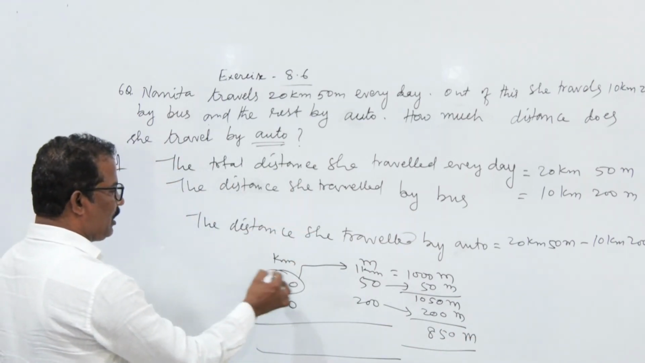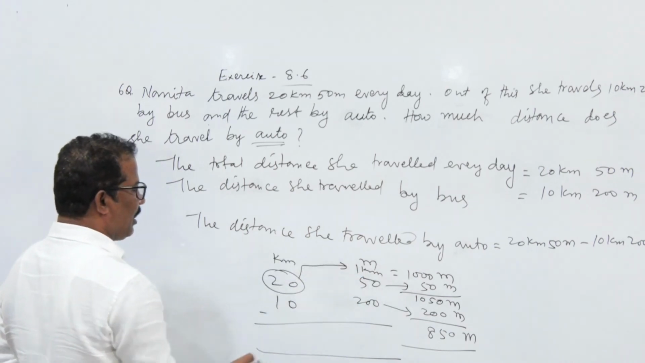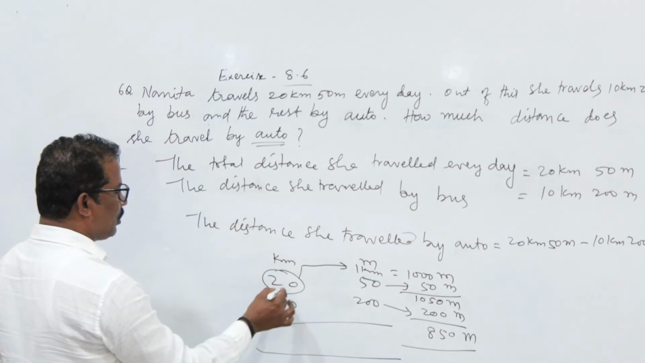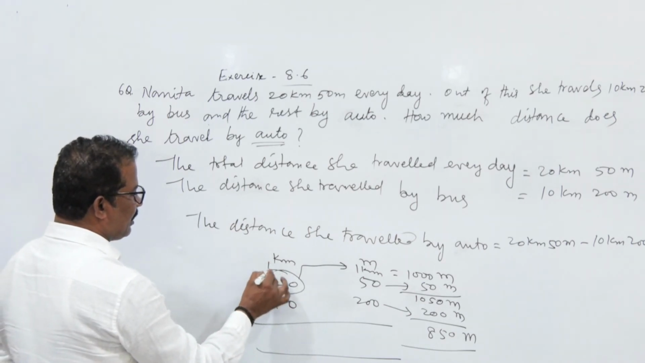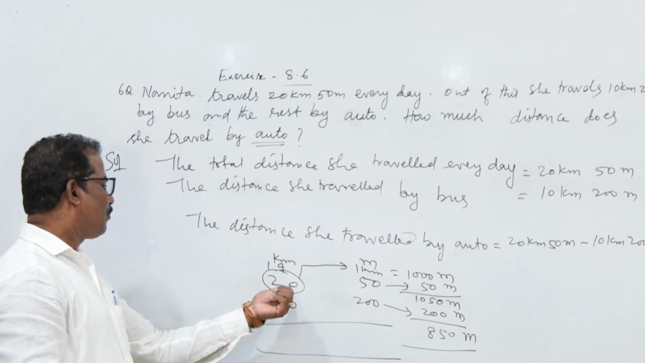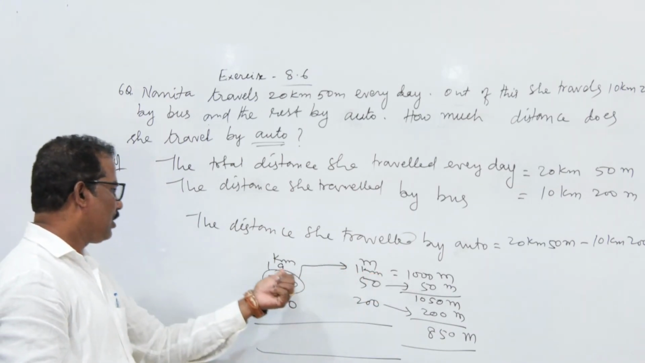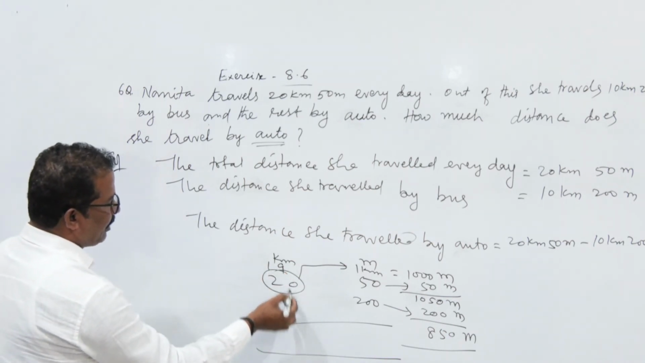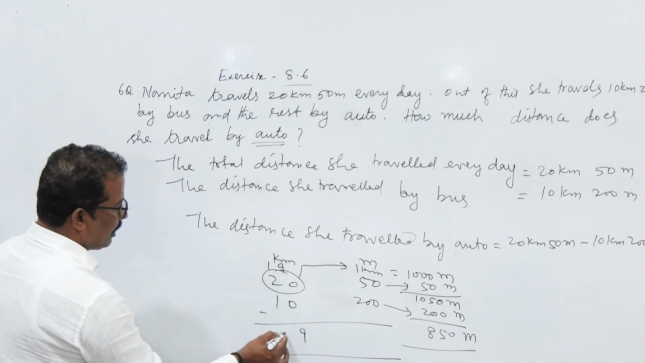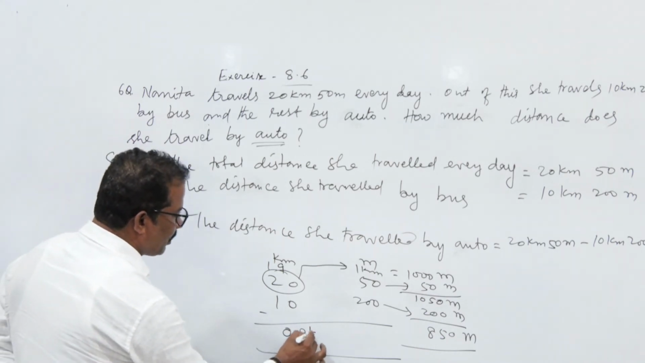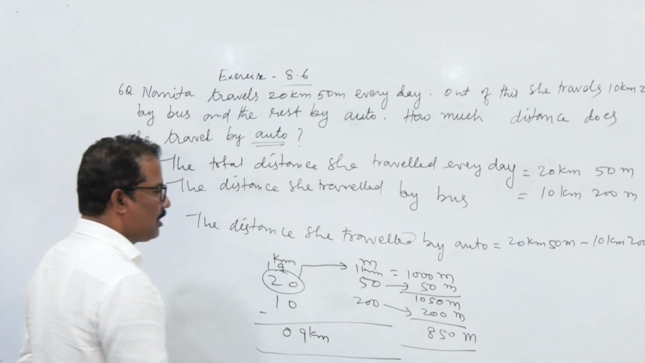And from this 20 kilometer, 1 kilometer was given as borrow. So how much distance is left from this 20? That means 19. From 20 kilometer, 1 was given here, so only 19 kilometers are there. So we can subtract now. 9 minus 0 is 9 only, and here 0 only. So how much distance is left? 9 kilometer, and here 850 meter.